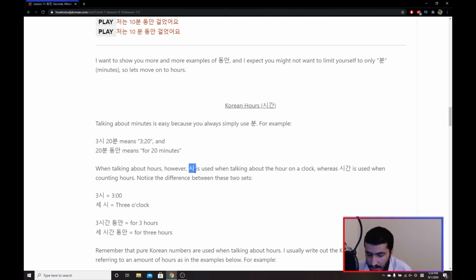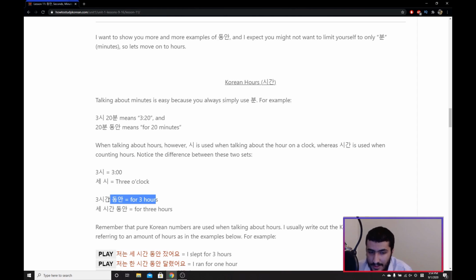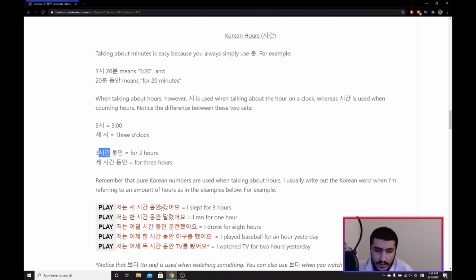This can also be a little confusing. 시간 is used when you're counting hours. So I did this for 3 hours. So here you see, for 3 hours, 3시간 동안. It's not 3시 동안. 3시 is 3 o'clock. So you can kind of think of 시 as a clock, and then 시간 as hours. So for 3 hours. Sorry about that.